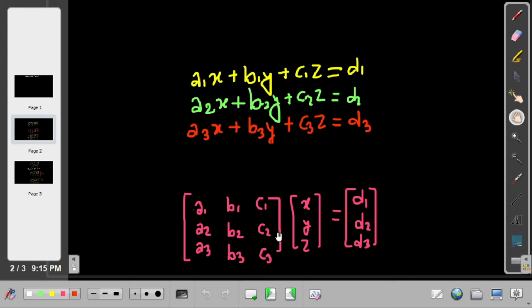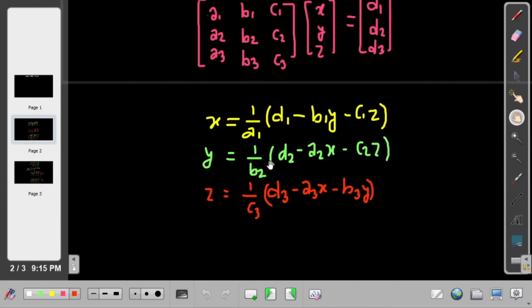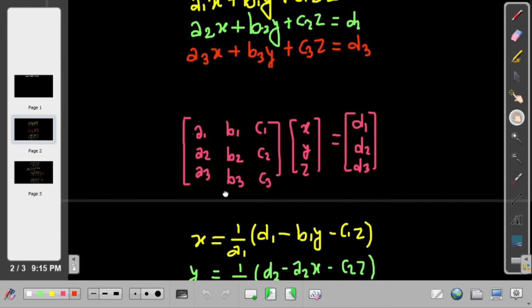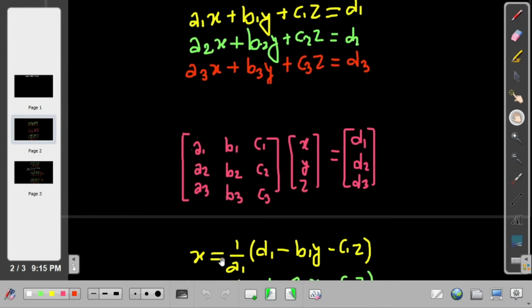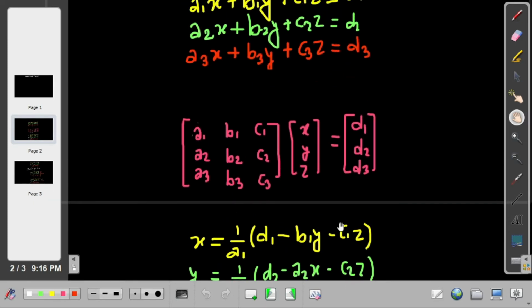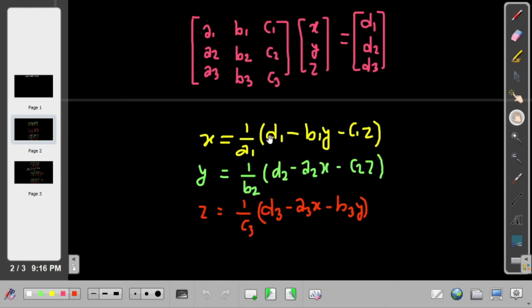And to apply the Gauss-Seidal method, we do a very simple thing. We will find x from this expression, y from this expression, and z from this expression. And then we will get the values of x, y, and z, something like this. X can be obtained from the first expression, y can be obtained from second equation, and similarly we can find z from third expression.